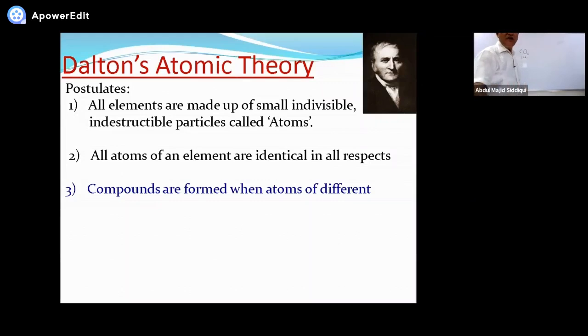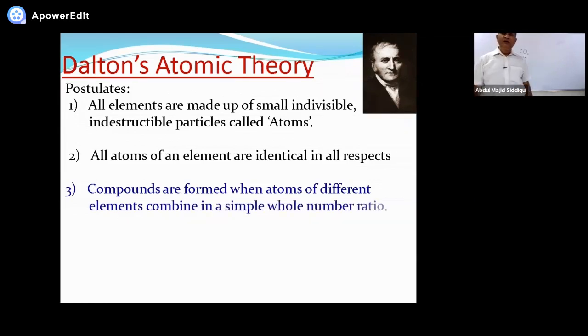So what is the third point? That compounds are formed when atoms combine in simple whole number ratio. We did it earlier in empirical molecular formula too, right? H2SO4: 2 atoms of hydrogen, 1 atom of sulfur, and 4 atoms of oxygen. So what is the ratio? 2, 1, 4. So what is the third point? The compounds are formed when atoms of different elements combine in simple whole number ratio.